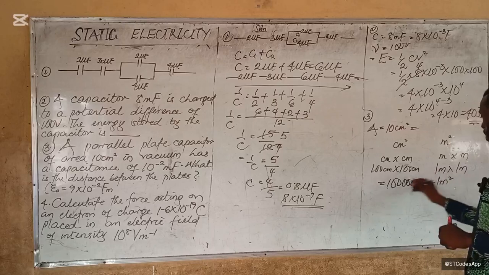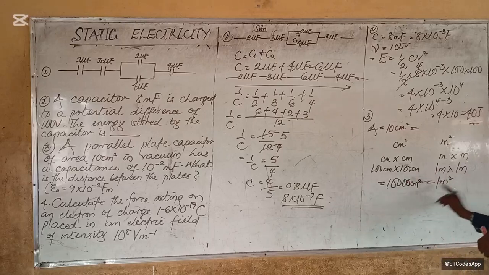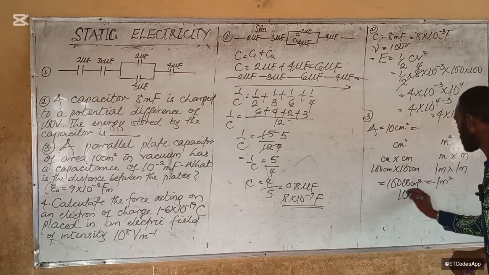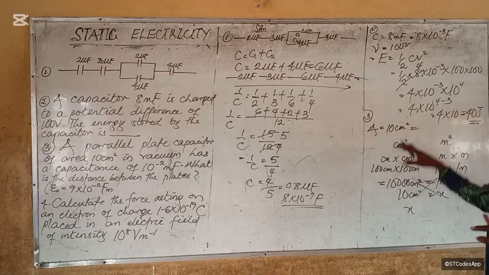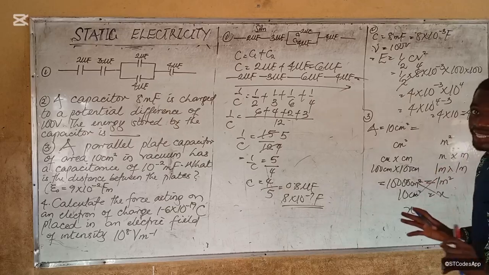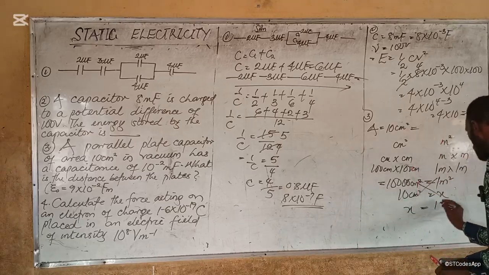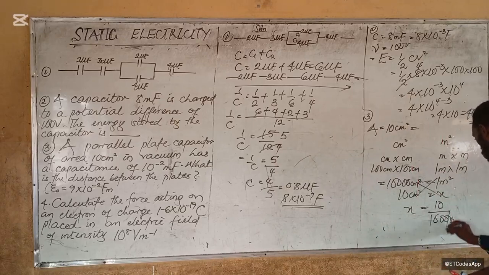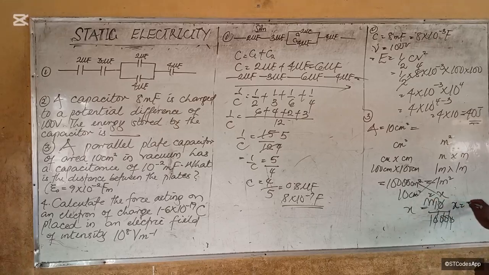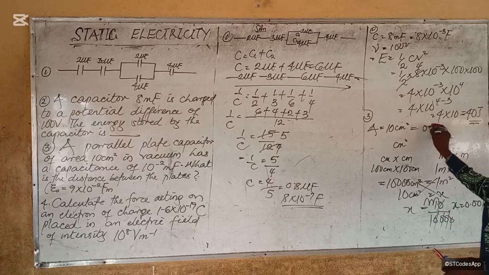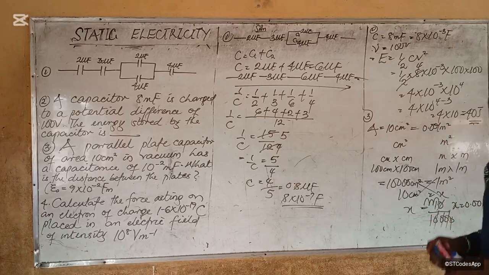So if 10,000 centimeters squared is equal to 1 meter squared, then 10 centimeters squared will be what? X. So you can cross multiply. X will just mean that you are dividing by 10,000. So next time, when you are converting from centimeter squared to meter squared, you divide by 10,000. So x is equal to 10 over 10,000, which is 0.001 meter squared. So that's our area. All right.